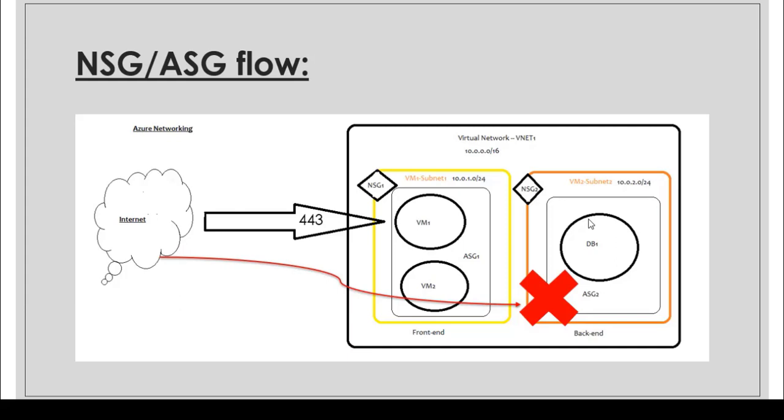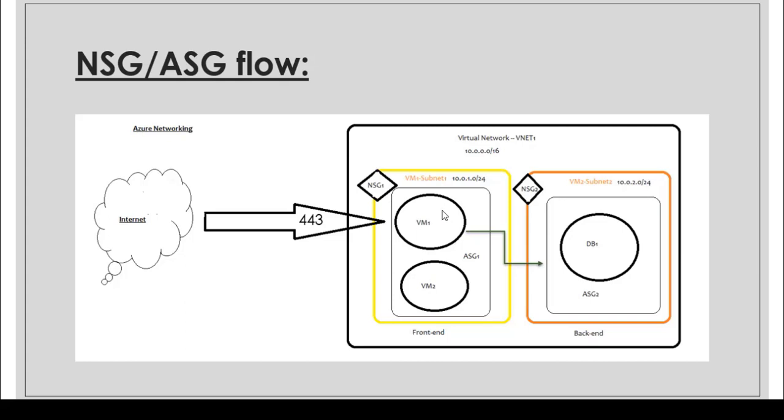Now imagine I am trying to access the same backend server through VM1. As soon as I try to access the backend server through VM1, I get the access. I'm able to access my backend server through VM1. So this is the whole scenario where the front end application is accessed from the internet on 443 and the backend is accessible only through VM1. That's it. So what do we have? We have a virtual network, two subnets, NSGs and VMs.